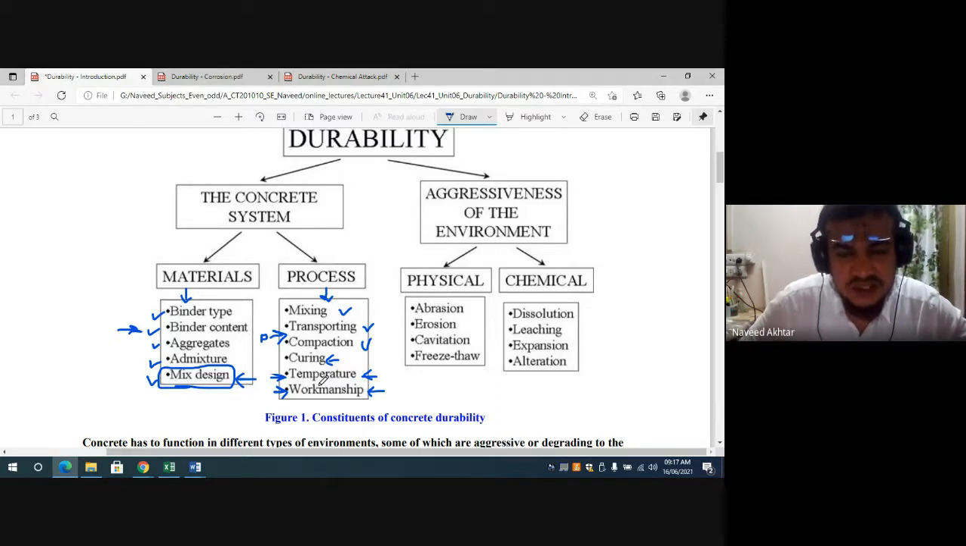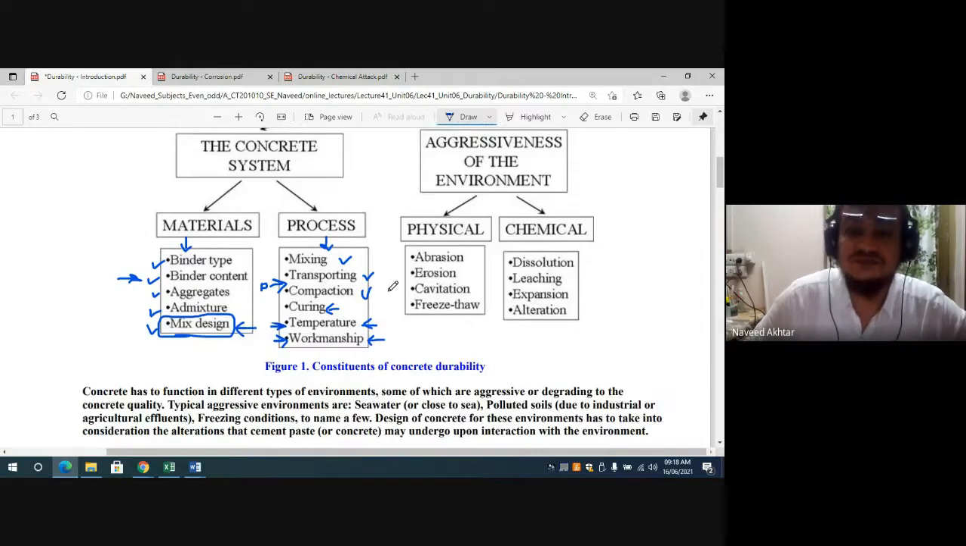If mixing is proper, your concrete is homogeneous. If it is not homogeneous, then segregation, bleeding and similar effects will come into the picture. If compaction is not done properly and a dense mass is not obtained, the concrete may be permeable. If the concrete is permeable or porous, then 1% of voids can reduce the strength of your concrete by 5%.